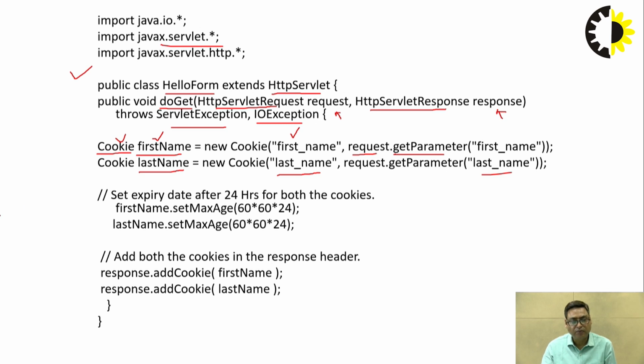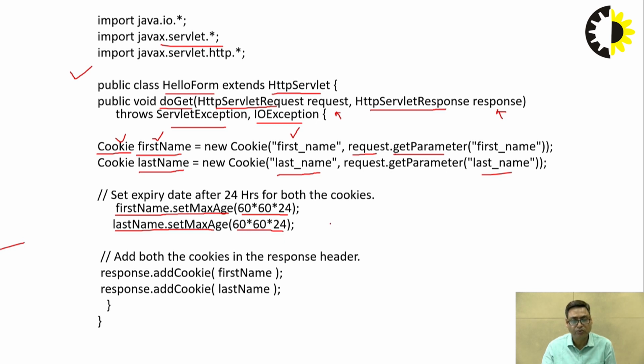The next part is we have to set the age of these cookies. Here firstName is the cookie object, and we are using the method setMaxAge, and then we are using 60*60*24 for setting the age, which is 24 hours. Similarly, we are using lastName and setting its age to 60*60*24, for 24 hours. Now we have created the two cookies, firstName and lastName, and we have set the age of these two cookies.